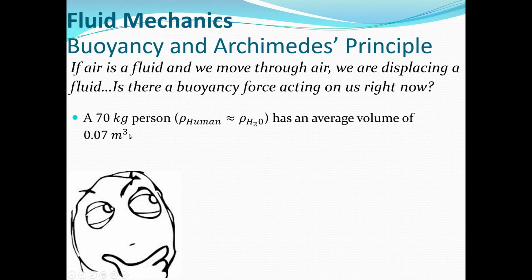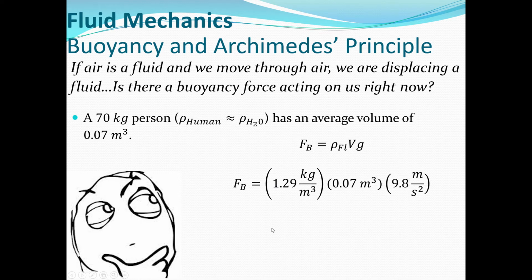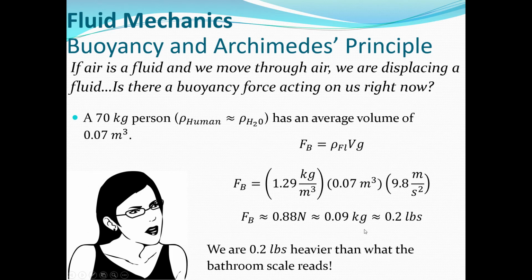So we could do the same calculations to figure out, well, what is the buoyant force on us? We'll take an average person, 70 kilograms. We're going to assume that we have a density roughly about water, and a volume of about 0.07 meters cubed. Using these numbers, we get that the buoyant force on us is 0.2 pounds. This means that we are actually 0.2 pounds heavier than what our bathroom scale reads. So every time you weigh yourself in the bathroom, just remember you're technically 0.2 pounds fatter than what that scale reads.